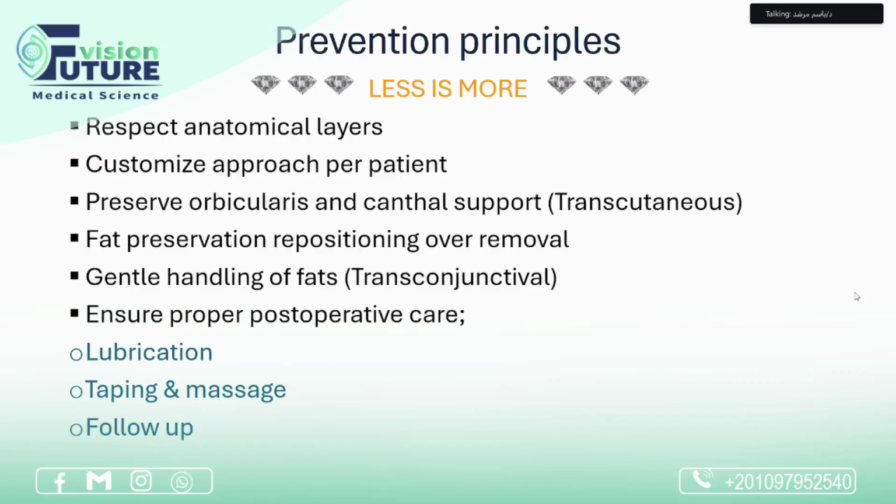Respect the anatomical layers, customize approach per patient, preserve the orbicularis and the canthal support. This is in cases of transcutaneous. Fat preservation and repositioning over removal is much better. Gentle handling of fat in cases of transconjunctival avoids any possibility of retrobulbar hemorrhage. Ensure proper post-operative care: lubrication, taping and massage, and follow-up.